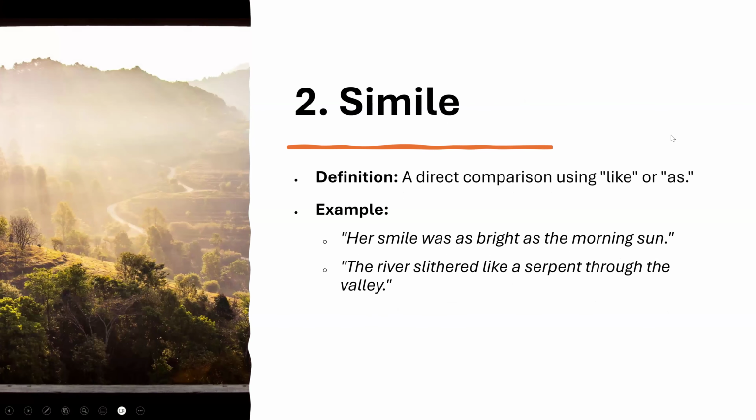Then we have the simile. A direct comparison using like or as. So an example would be her smile was as bright as the morning sun. You can see that her smile is being compared to the morning sun, so you're using as or like here. Or, another example would be the river slithered like a serpent through the valley.